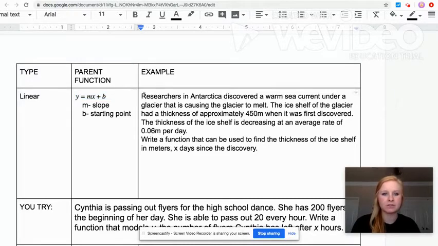So it says this: researchers in Antarctica discovered a warm sea current under a glacier that is causing the glacier to melt. The ice shelf of the glacier had a thickness of approximately 450 meters when it was first discovered. The thickness of the ice shelf is decreasing at an average rate of 0.06 meters per day. Write a function that can be used to discover the thickness of the ice shelf in meters X days since the discovery.